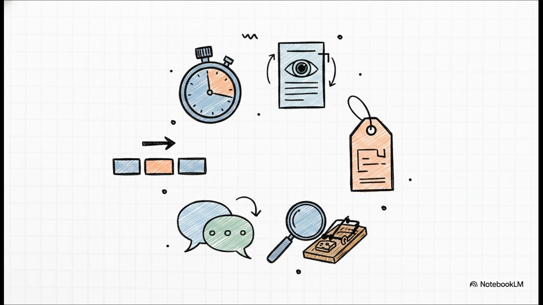Second is skimming for macro structure. Just read the first and last sentences of each paragraph to get a rough map of the text. Third, paragraph labeling. Mentally or physically label them A through F.